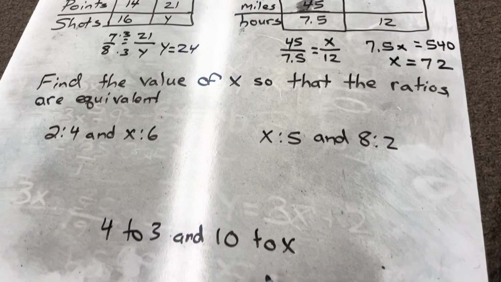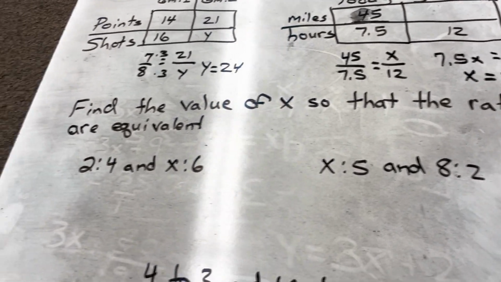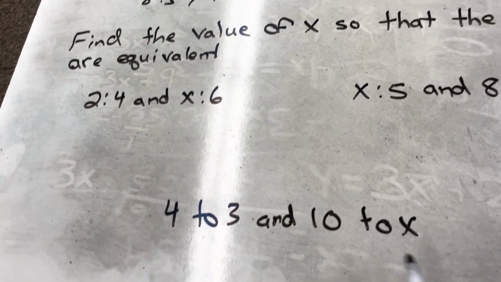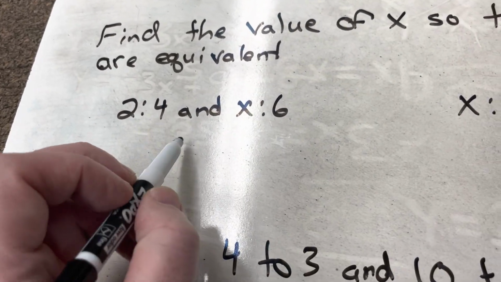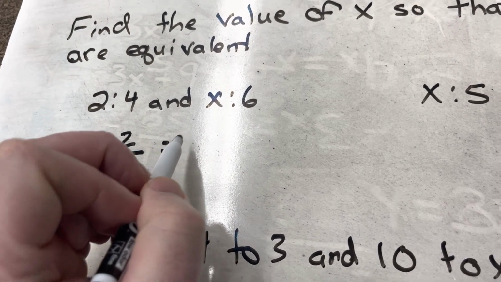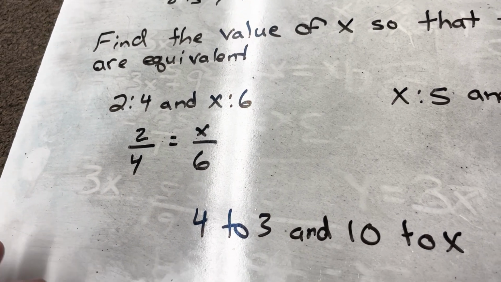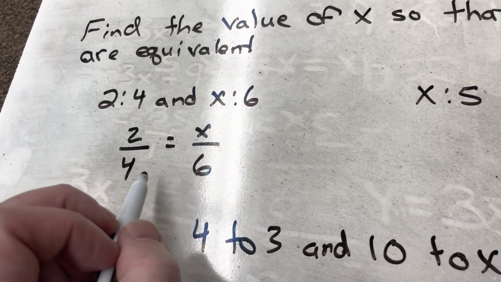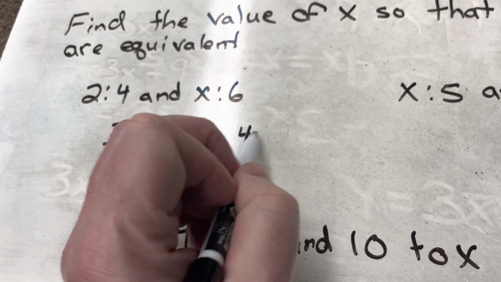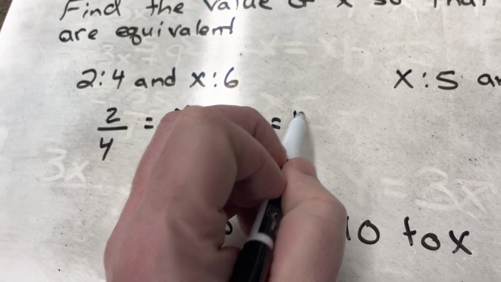All right, last part, different way of doing the same thing. Find the value of x so that the ratios are equivalent. Well, it gives us a ratio, 2 to 4 and x to 6. So I'm just going to set this up as 2 over 4 equals x over 6. Well, let's go ahead and cross multiply. 4 times x, 4x, 2 times 6, 12.